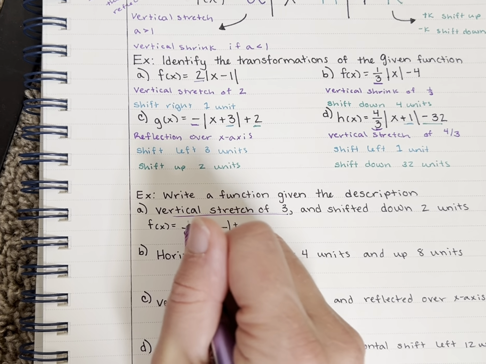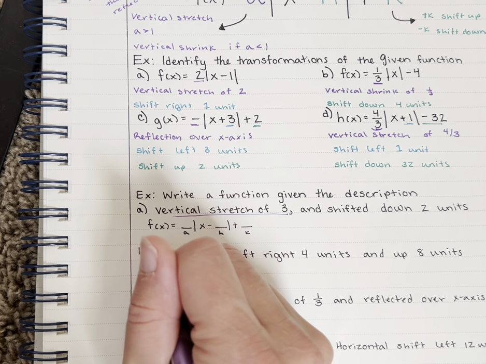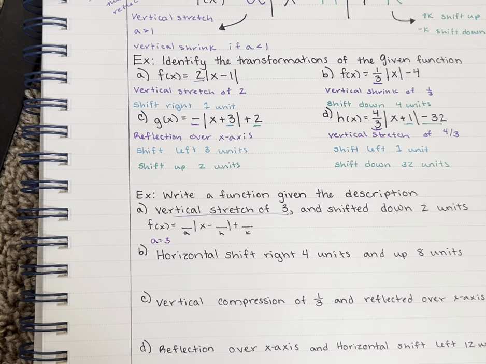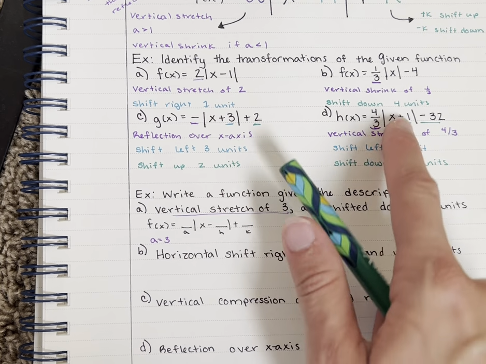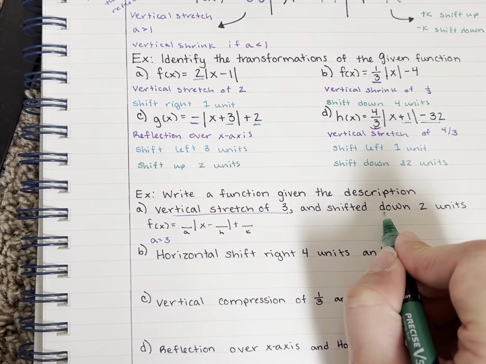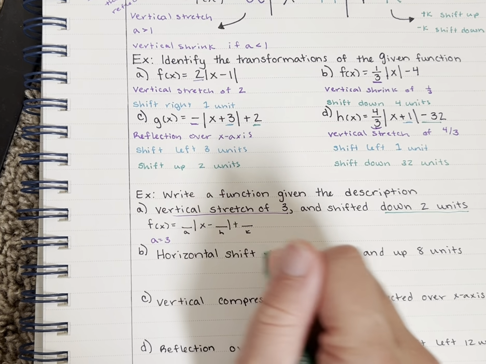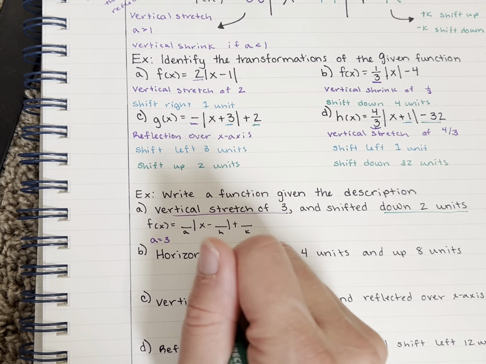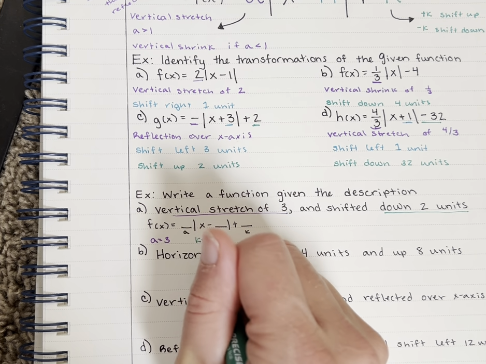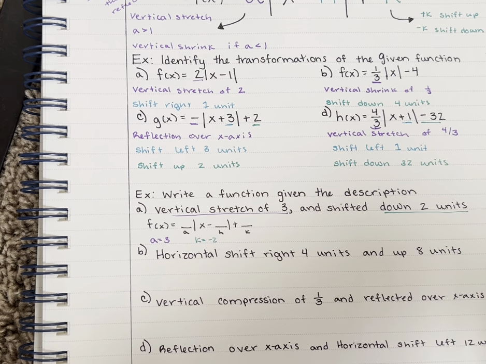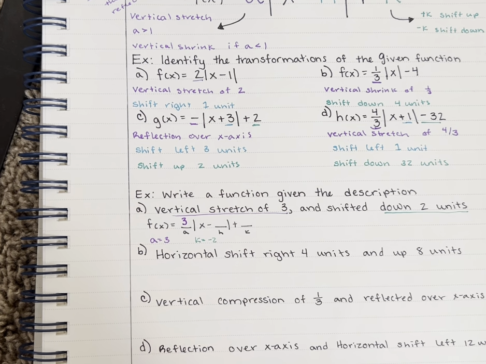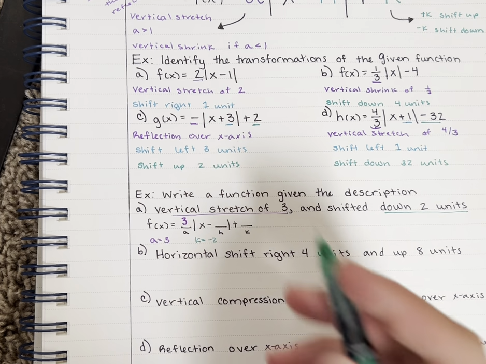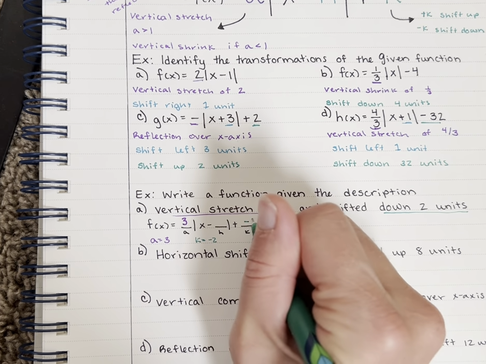So I'm going to put a 3, I'm just going to say right here, A equals 3. I also know that I'm shifted down 2 units, right? Now shifting down, that's a K value. And because I'm going down, it's going to be negative 2. So if I put those numbers in the right spot, I have 3, and I have a K, which is negative 2.